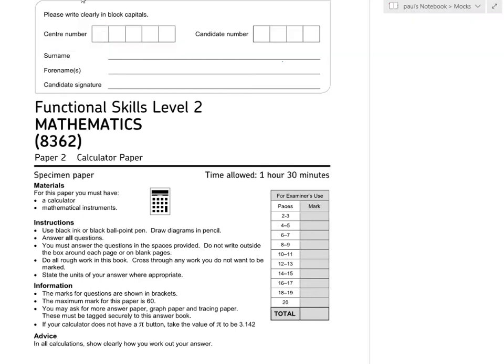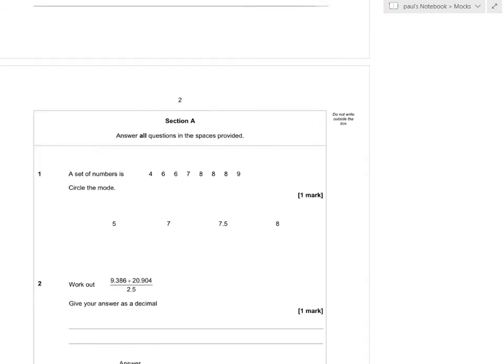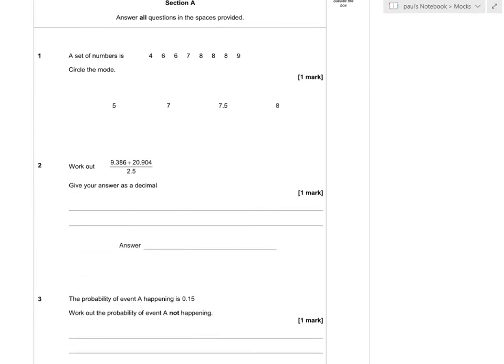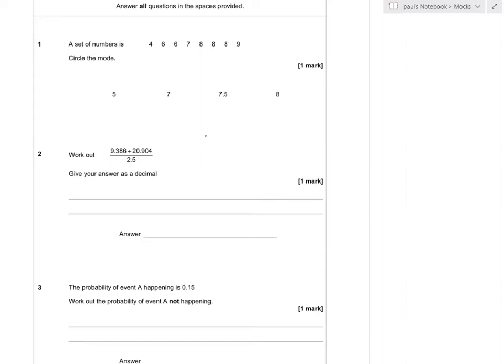Right, I don't want to do it in red because red's nasty. It's when you get things wrong. So you get an hour and a half to do this. So let's see how we can get on through this. Here's a set of numbers, and in the set of numbers we've got to circle the mode. The mode is the most common, and there's 8 comes up quite a lot, so it must be that.